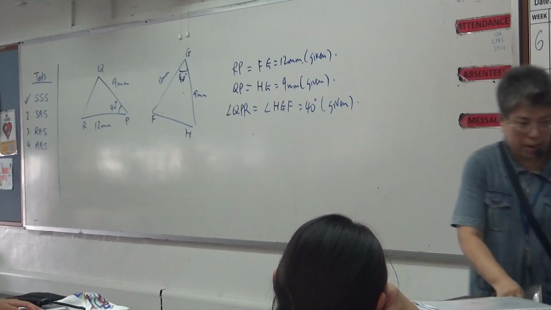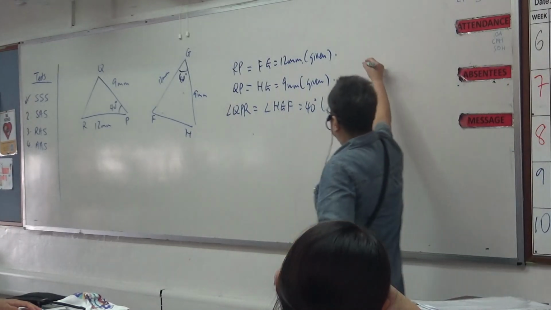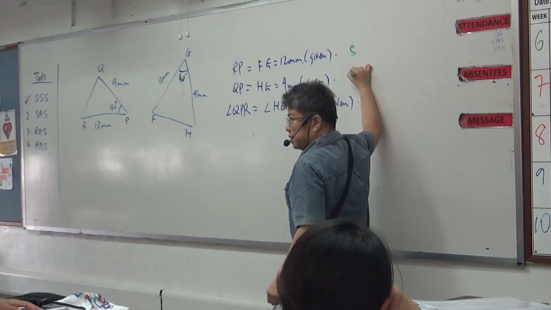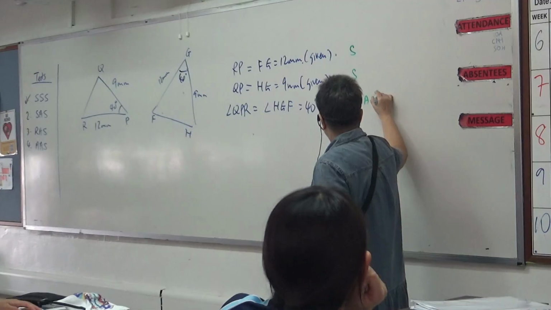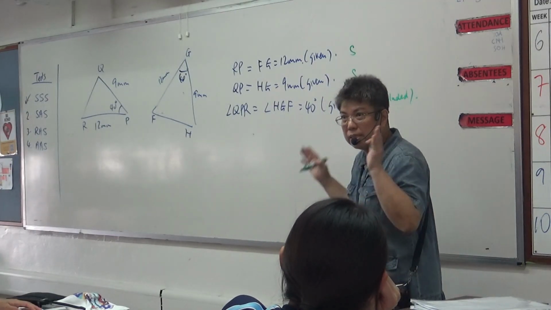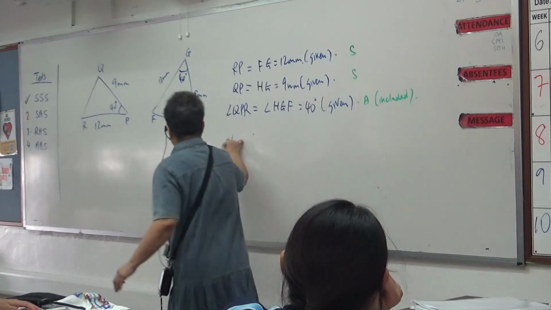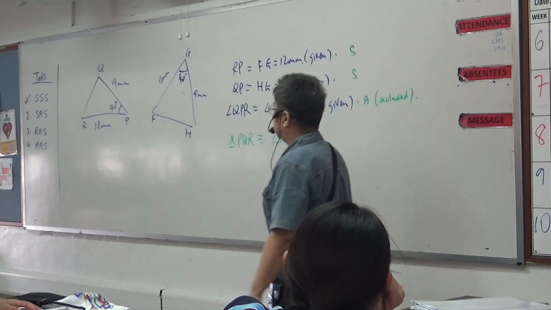Now, all of you look up. I'm going to write something by the side. Can you see this is a side? This is a side. This is an angle, right? And this angle, is it included? Yes. It's sandwiched. Therefore, triangle PQR is congruent to what? Give me in order.